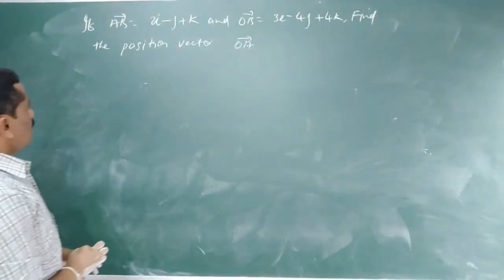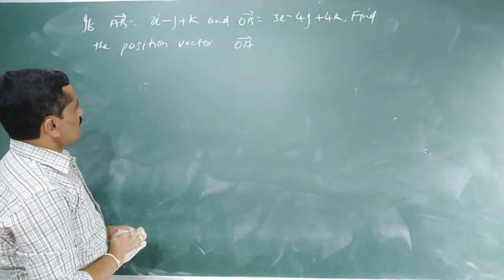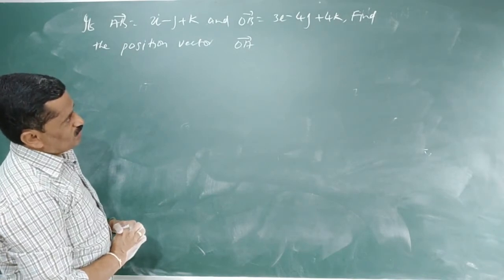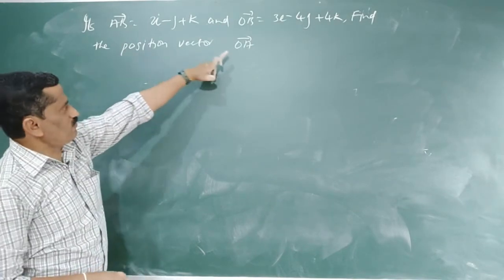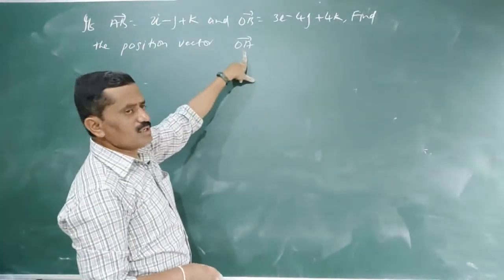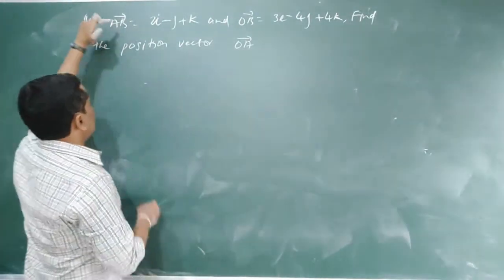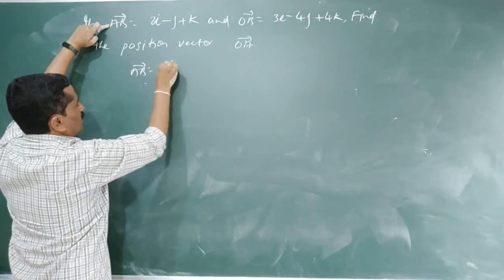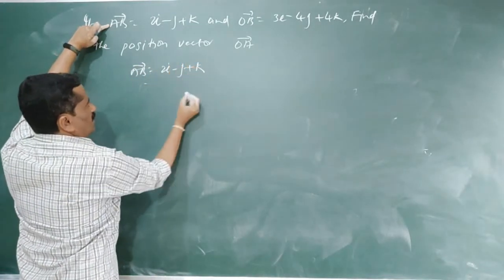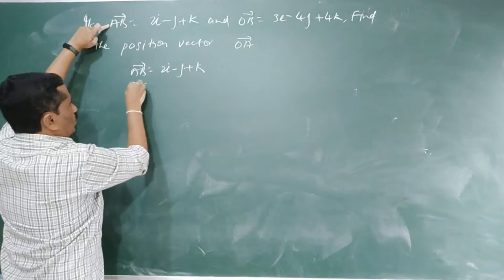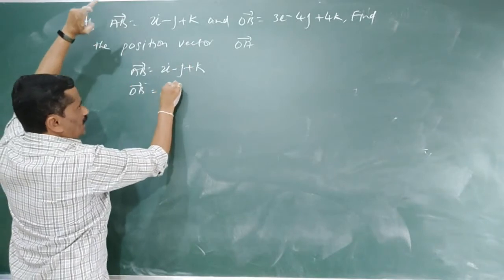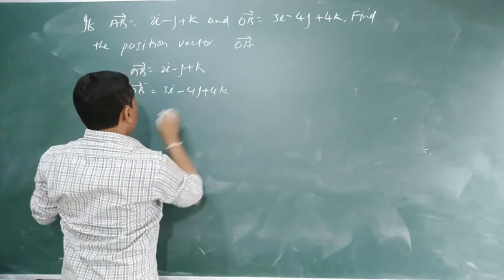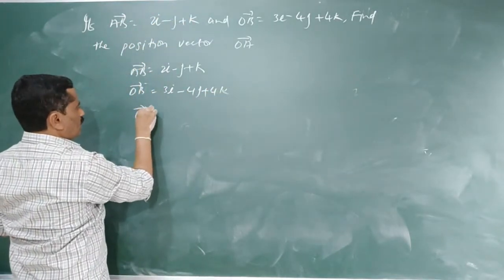Next, if AB bar is equal to 2i minus j plus k and OB bar is equal to 3i minus 4j plus 4k, find the position vector of OA bar. We need to find OA bar. Given that AB bar is equal to 2i minus j plus k, and OB bar is equal to 3i minus 4j plus 4k. We need to find OA bar.